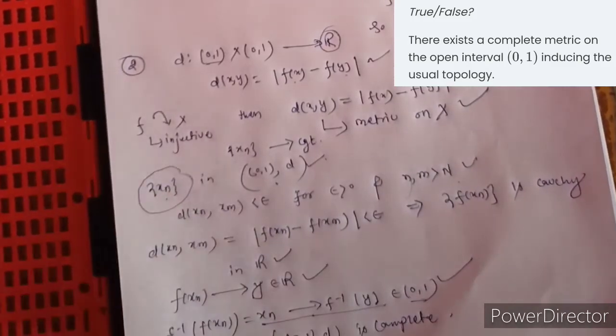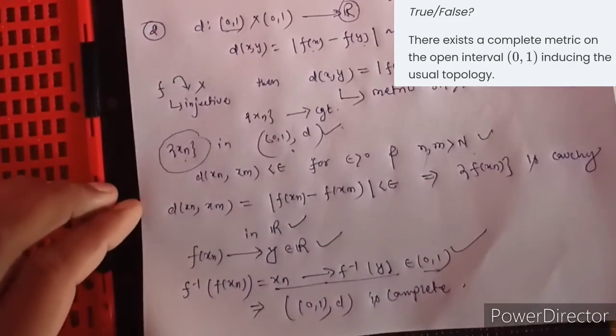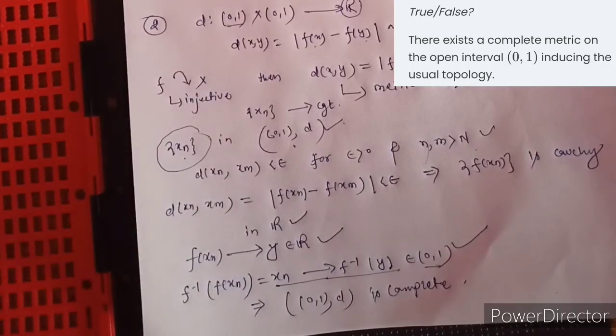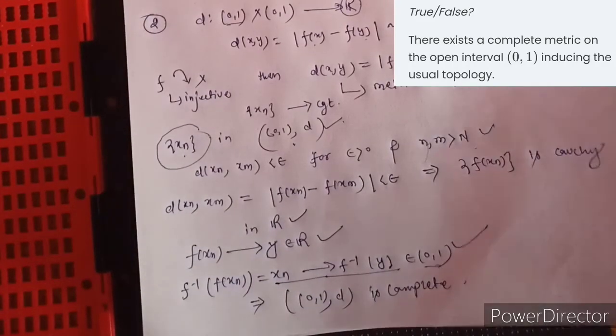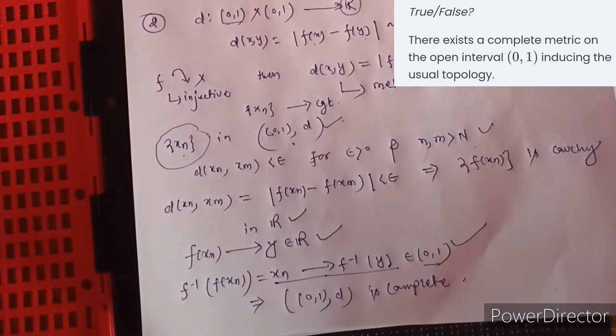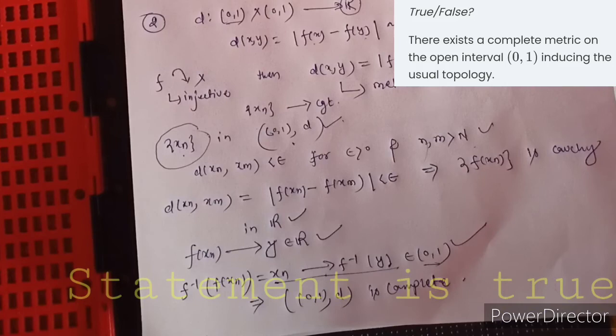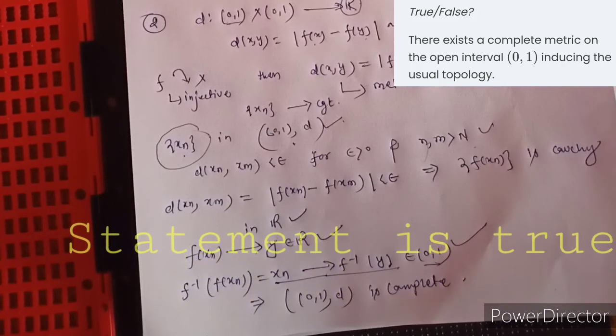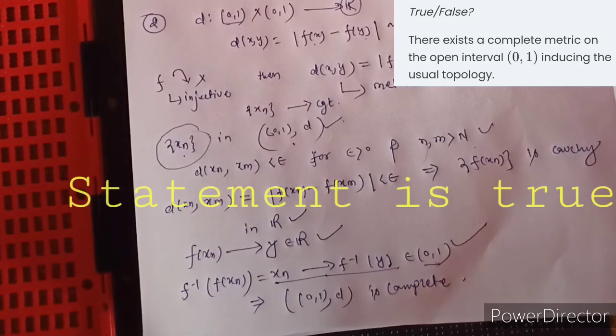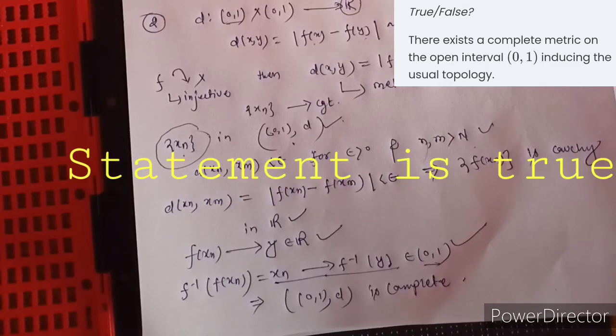And since it induces the usual topology on R, it will induce the usual topology on the open interval (0, 1), that is the subspace topology. So the given statement is true. Yes, there exists a complete metric on the open interval (0, 1) which will induce the usual topology on the open interval (0, 1).